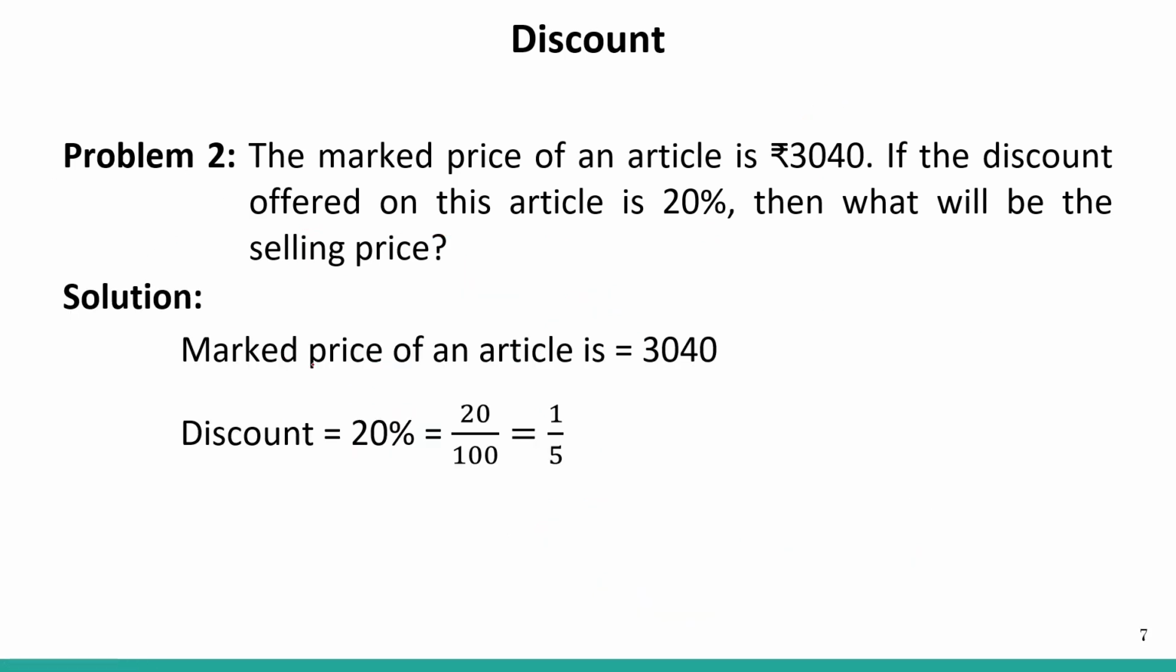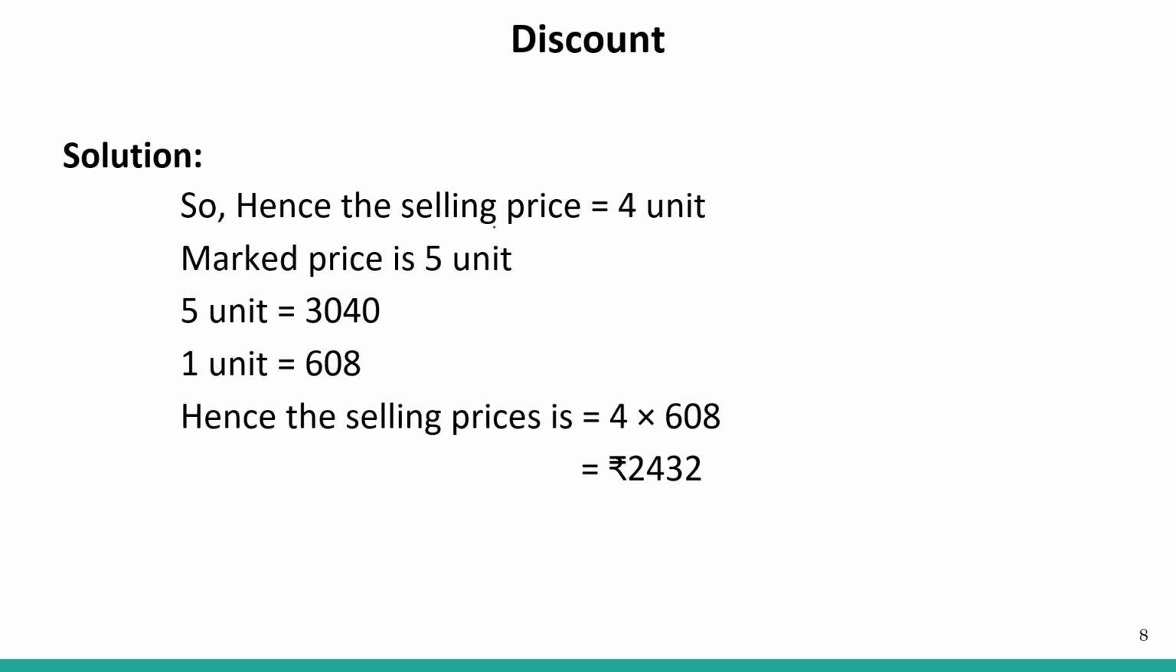Let's see the step-by-step solution. The mark price of the article is equal to 3040. A discount of 20% is applied. So the selling price is 4 units and the mark price is 5 units. 5 units is equal to this much, so 1 unit is equal to this much. Then the selling price is 4 units, that is 4 into 608, which is equal to 2432. So this is the correct answer here.